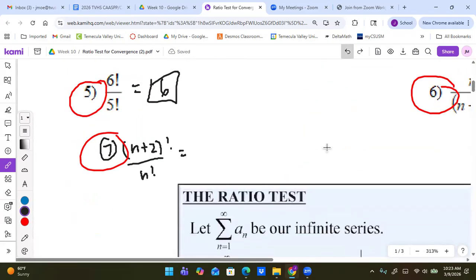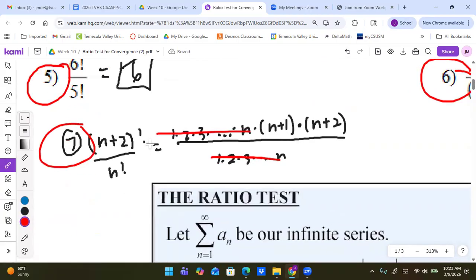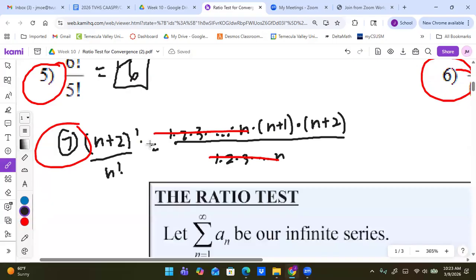Let me go over the 7th one here. So starting at 1 times 2 times 3 times dot dot dot times, then you go to n, and then you add 1 to every term that you multiply. So times n plus 1, and then if you add 1 more, that's times n plus 2. You stop because it's n plus 2 factorial. Okay, and then on the bottom, 1 times 2 times 3 times up to n. No whispering right now. Okay, it's a math question. Okay, cancel, and then this is what you're left with.